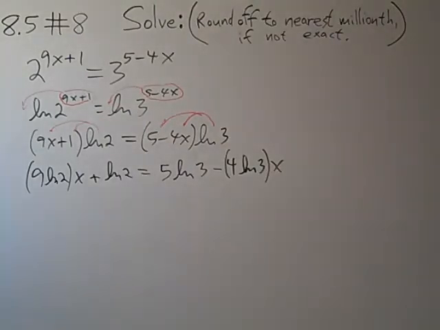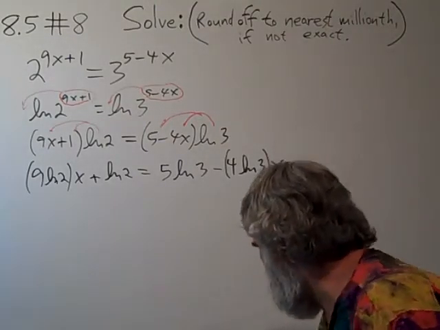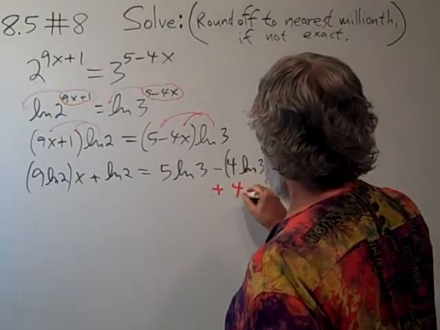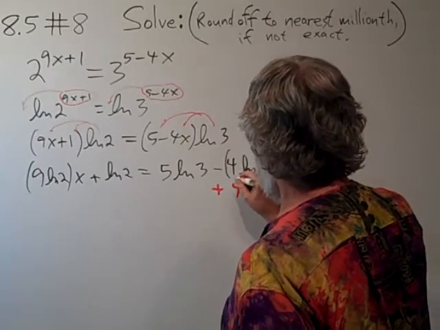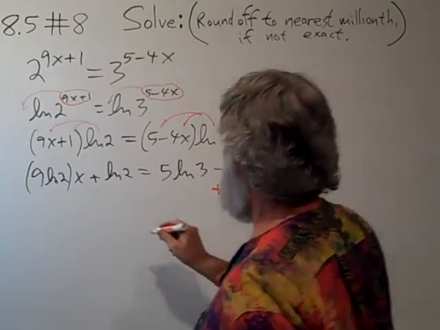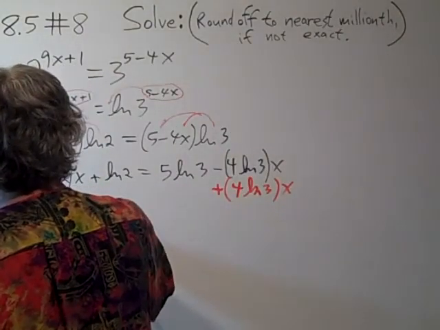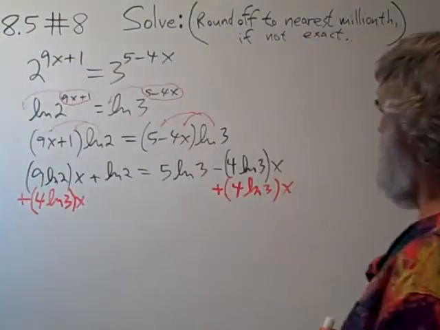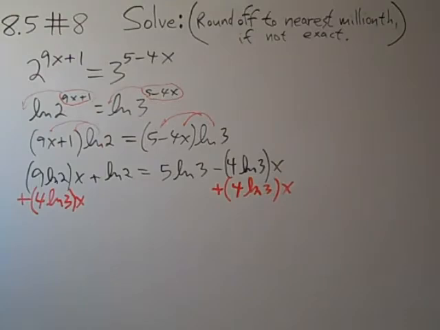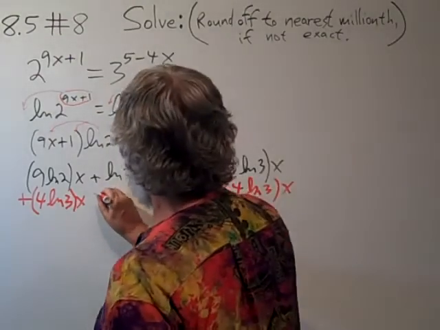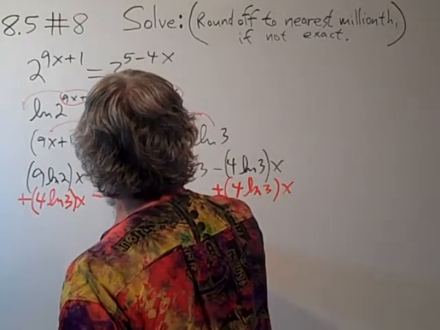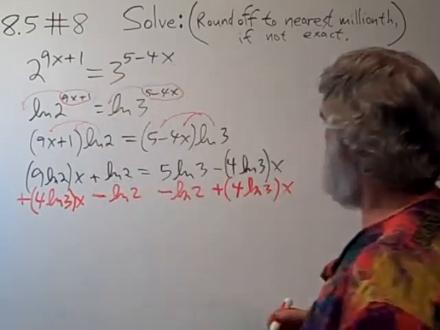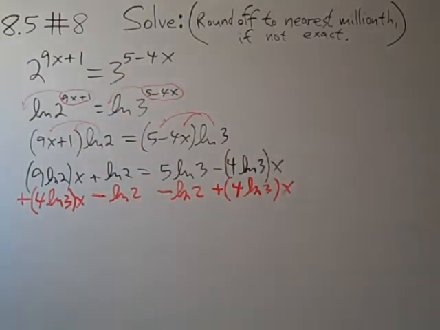So let's get all the x terms on the same side of the equal sign here by adding 4 ln of 3 times x to both sides. And that brings all the natural logs to the left, so let's get rid of the natural log of 2 by subtracting natural log of 2 from both sides.